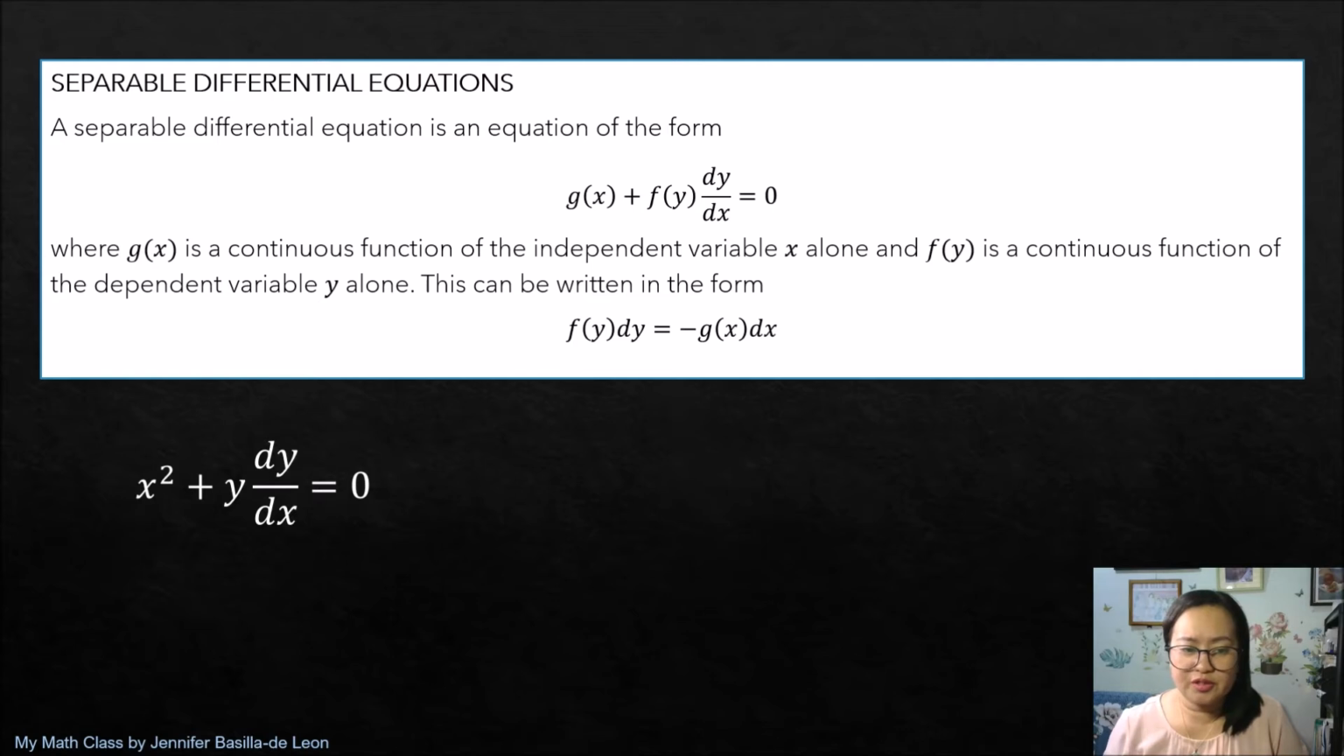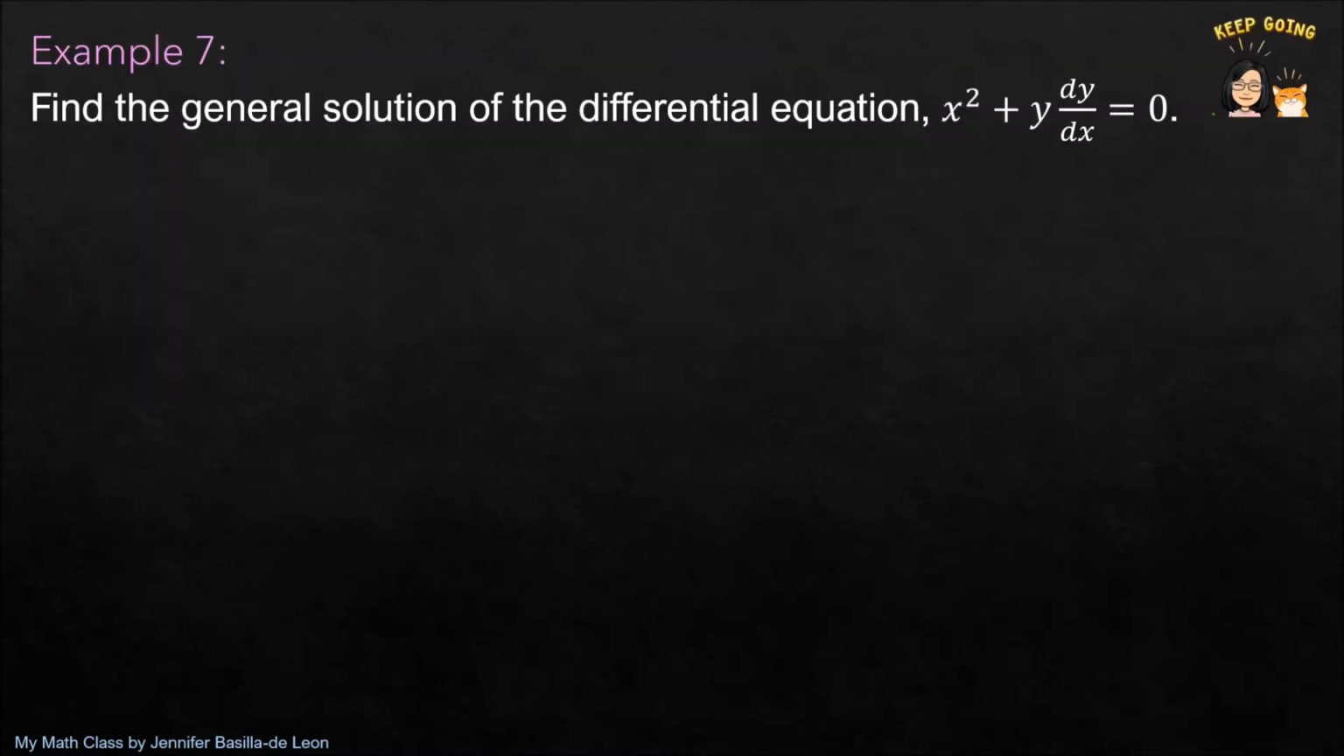I guess you're familiar with this form because when we discussed maximization or related rates, we were able to see addends having dy/dx. Now let's try to find the general solution of the differential equation x squared plus y dy/dx equals 0. Now we start by writing, of course, the given equation.